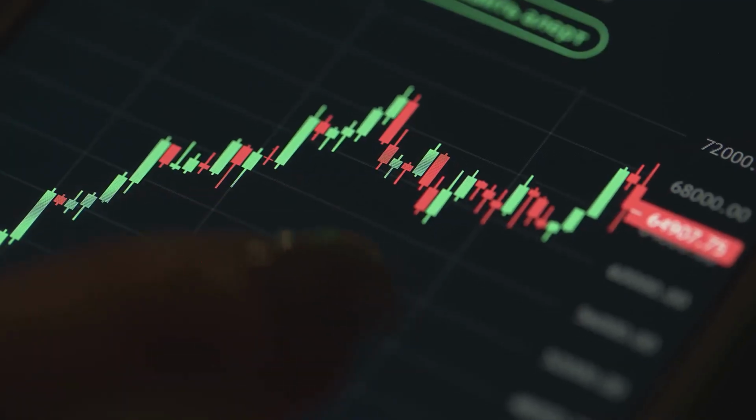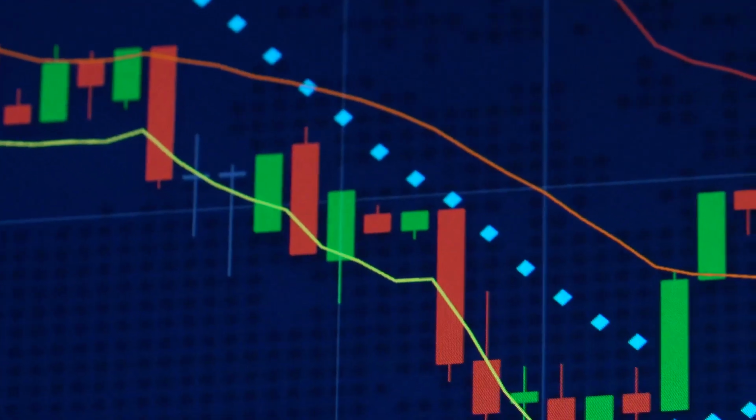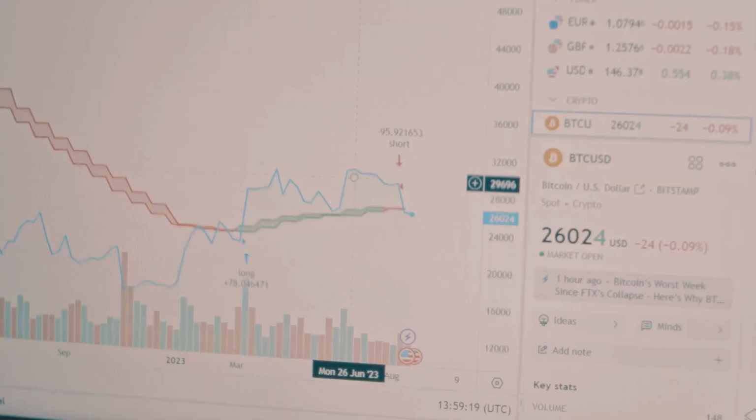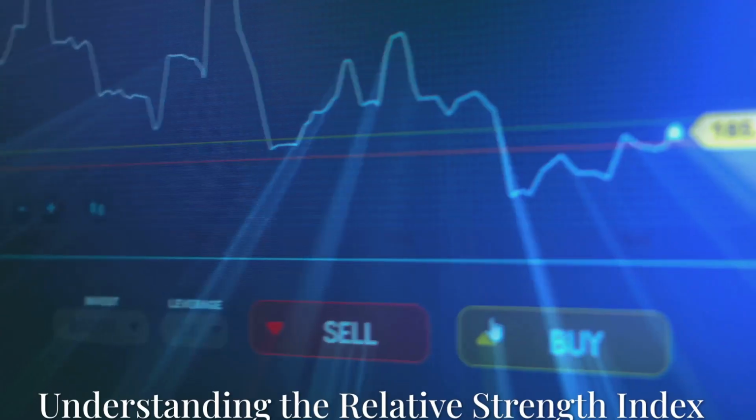We will introduce three important indicators: RSI, MACD, and moving averages. Many traders use these tools for stocks, currencies, and commodities. Understanding them can improve your trading approach. Let's dive in and demystify these essential chart tools. Ready? Let's get started.